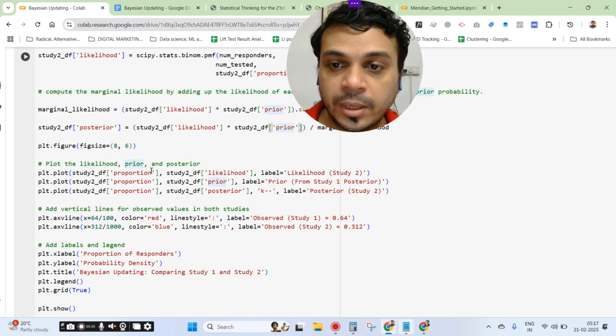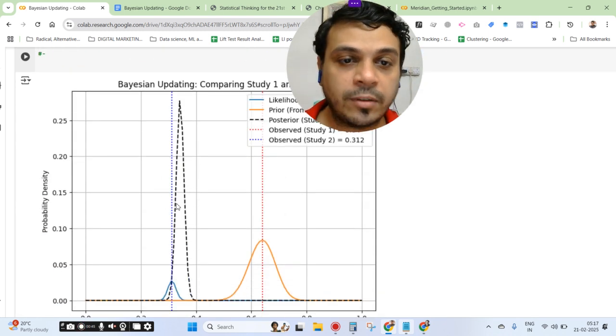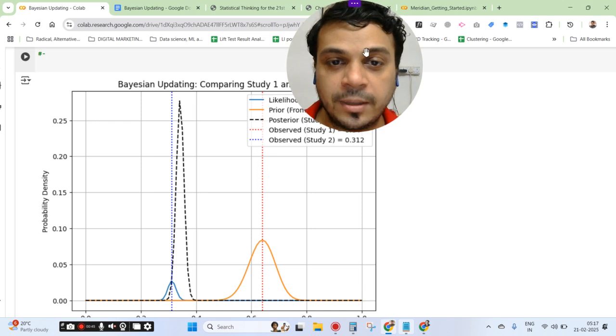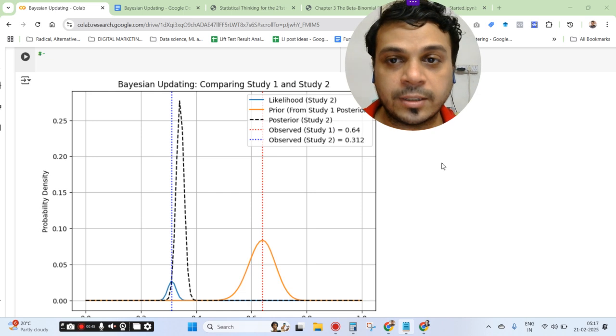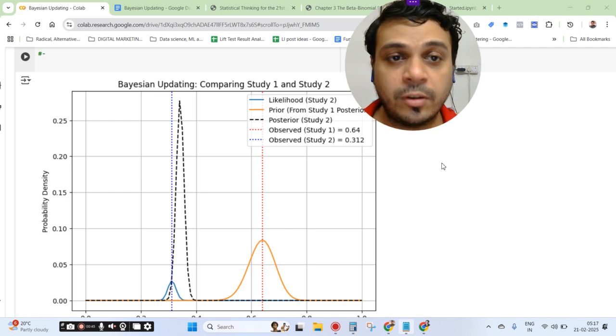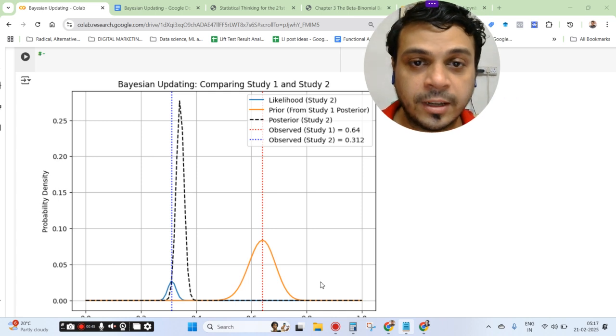And then we go to the plotting, and that's it. So in this case, the only change that we have done from last time is to actually take the posterior values as the priors for this iteration. And the most interesting thing here is that since samples have increased, we have greater confidence. You'll see that the observed study, which is 0.64 in the first case, this is the one. And this was the prior for the second iteration, right? The second study.